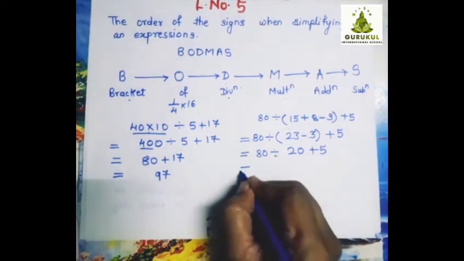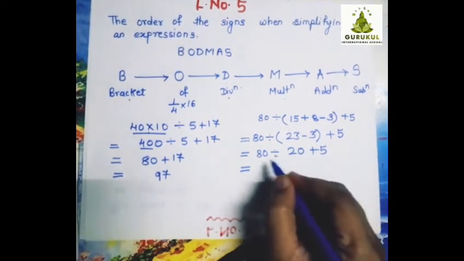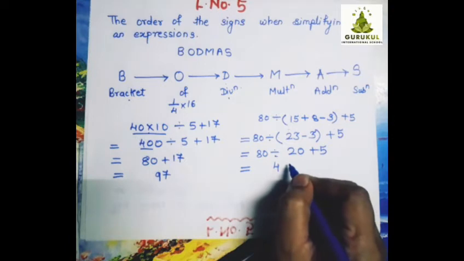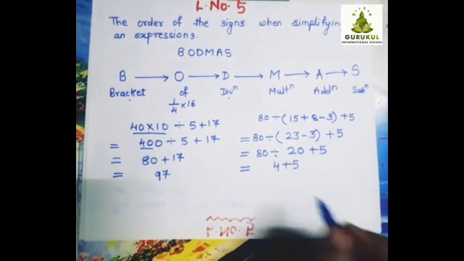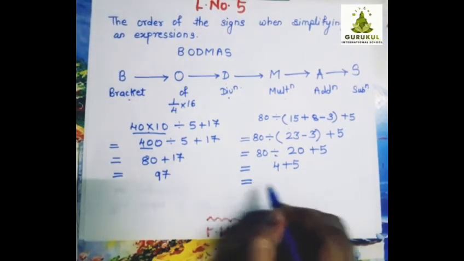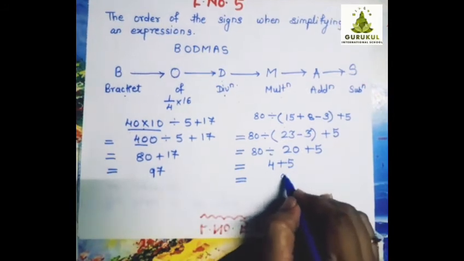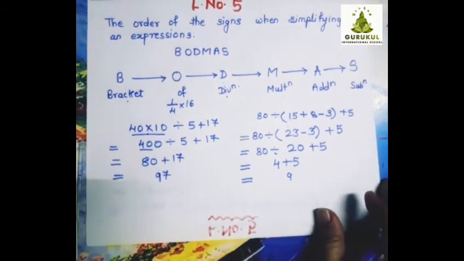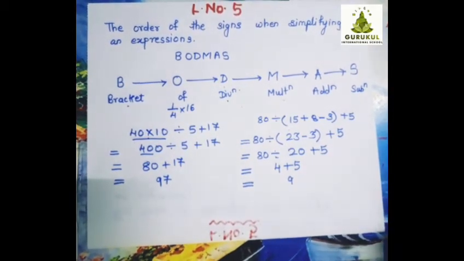Then 80 divided by 20, 4 is 80 plus 5. So, final answer will be 9. So, this is how we are supposed to solve the sums which are based on Bode's rules. Next one, suppose if you want to see on page number 42 also they have given two sums which you have to copy down in your notebooks.